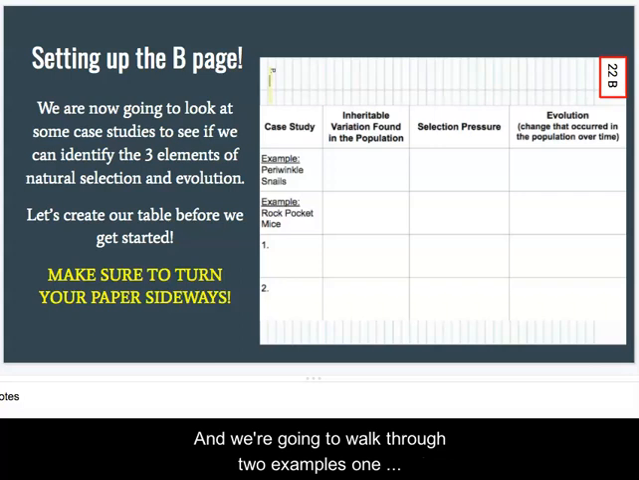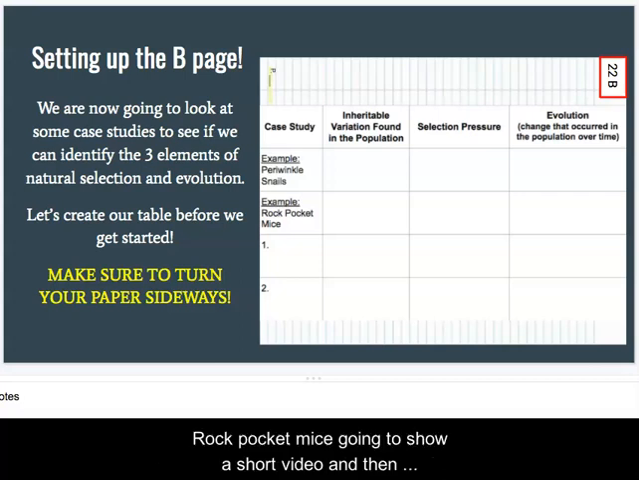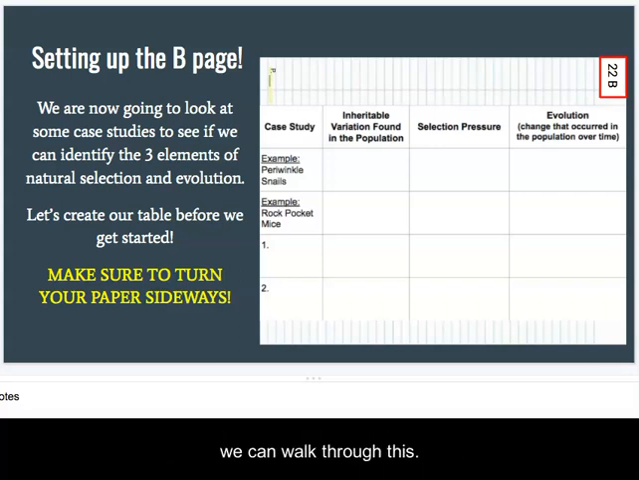And we're going to walk through 2 examples. One with the snails that we already discussed, so that should go pretty fast and easy. And the next is with rock pocket mice. So I'm going to show a short video, and then we can walk through this as well.